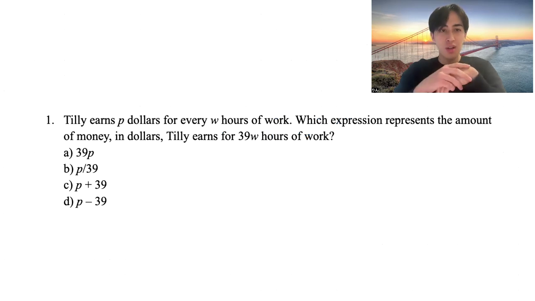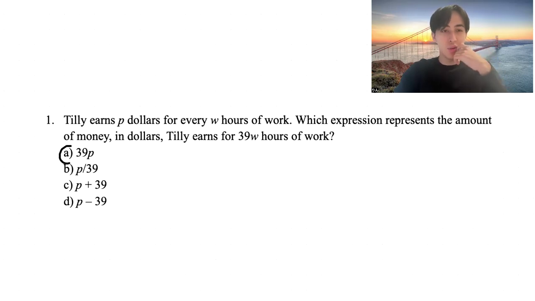Okay, so question number 1. Tilly earns P dollars for every W hours of work. Which expression represents the amount of money in dollars Tilly earns for 39 W hours of work? Since the question provides that Tilly earns P dollars for every W hours, that means they are equal to each other. So the equation for P, or dollars, has to be the same for work, or W. So your answer has to be A.